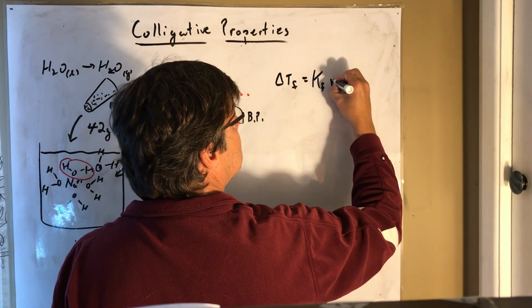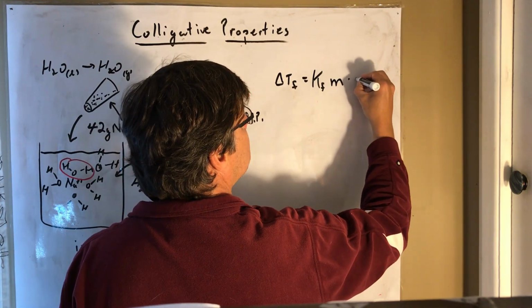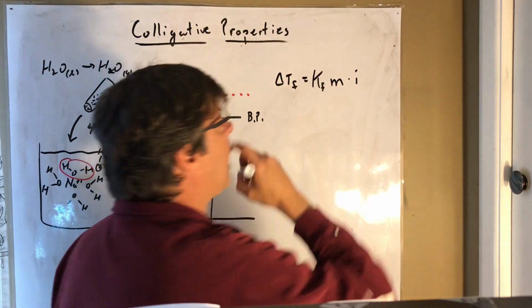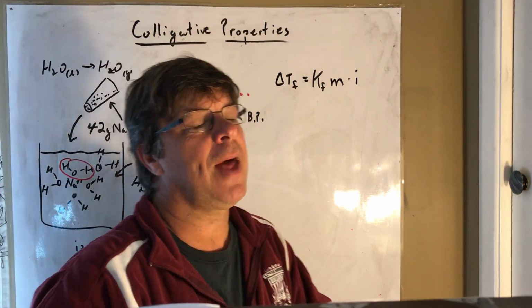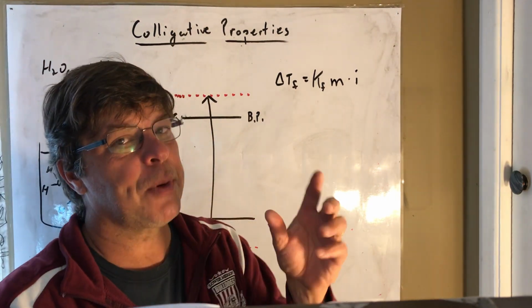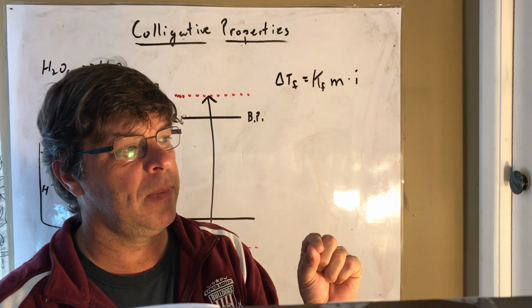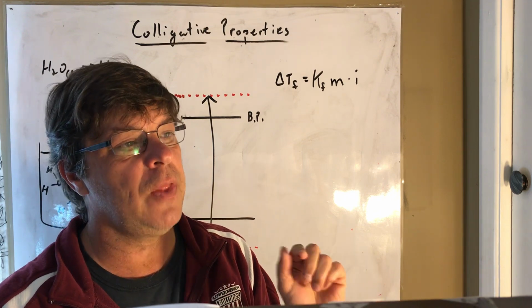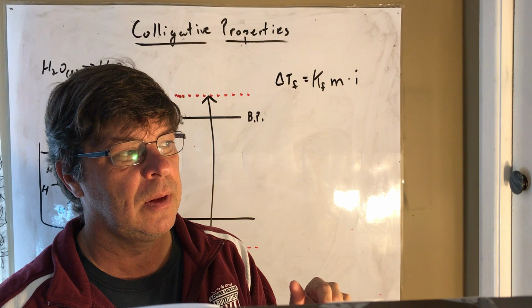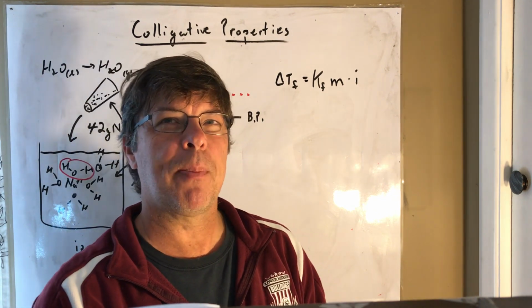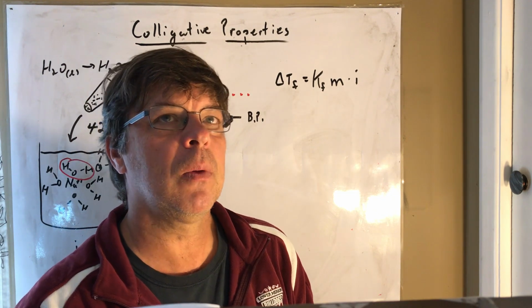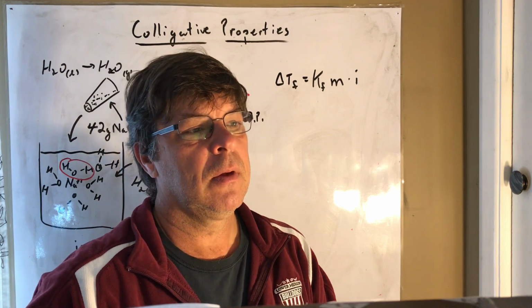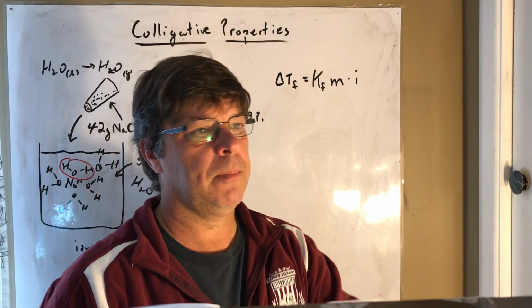Times little m times I. Notice I'm using little m, not capital M. Capital M is molarity. Little m is molality. It's another unit of concentration. And in colligative properties, I think it's the only time we use molality. So you'll get used to using it.